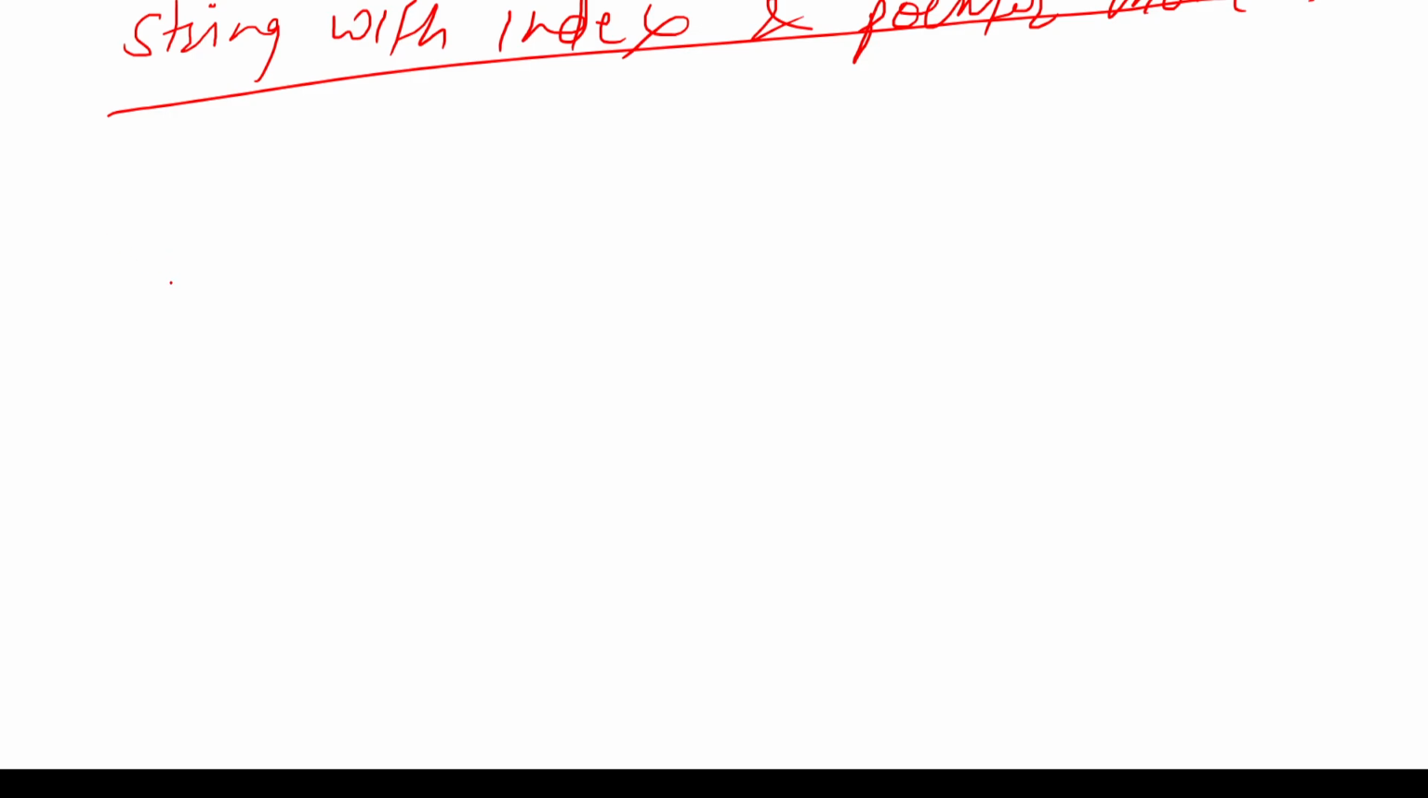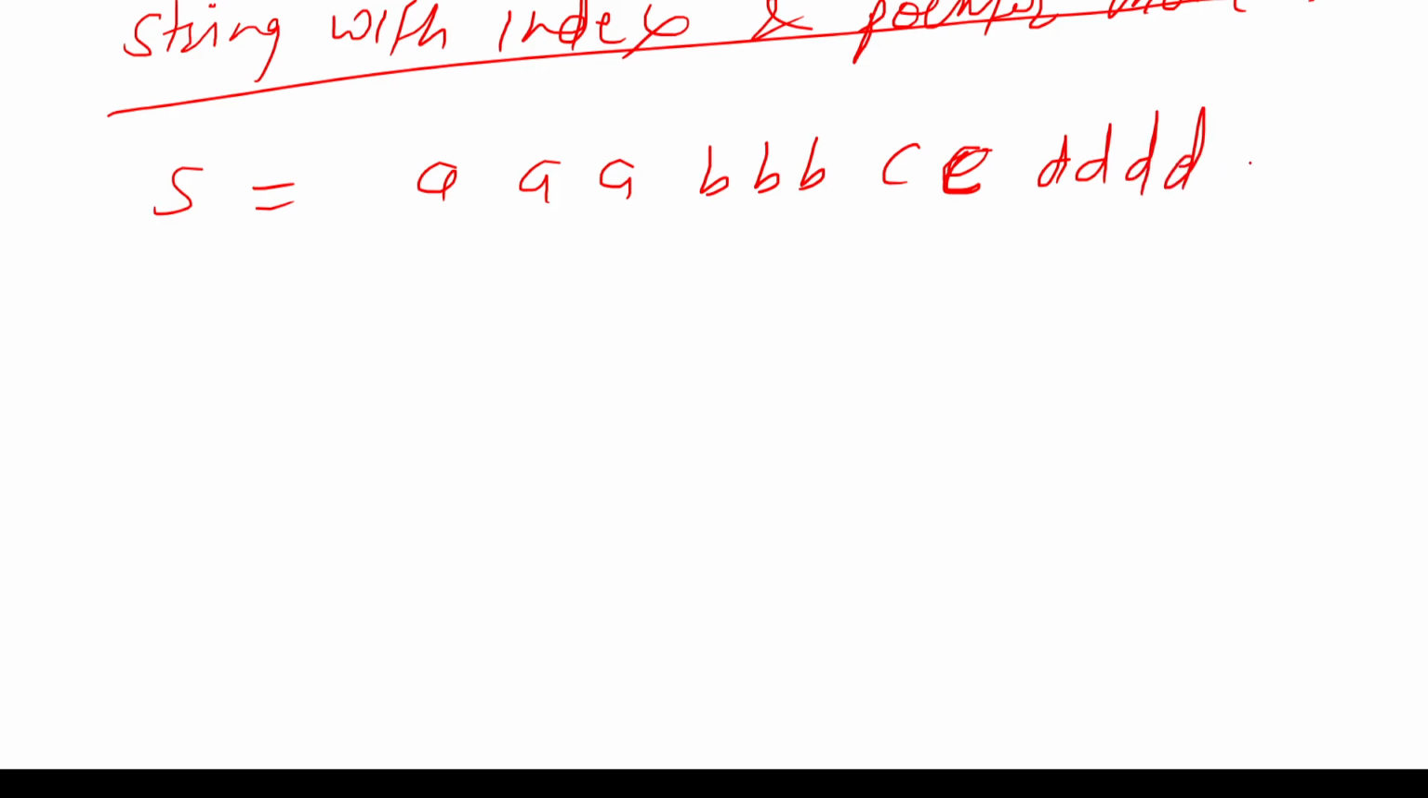Okay guys, let's suppose the string we had is a b b b c c. Sorry, let me keep it just this, this is C, and then we had D 4 times, and there was one E. This is what we have given. Let's talk about the index.